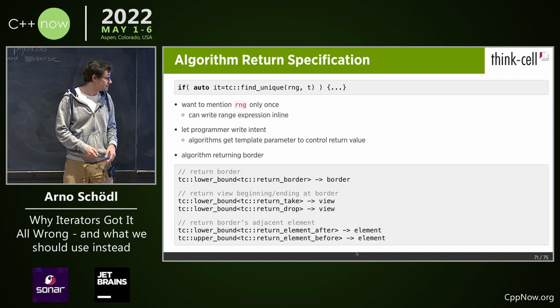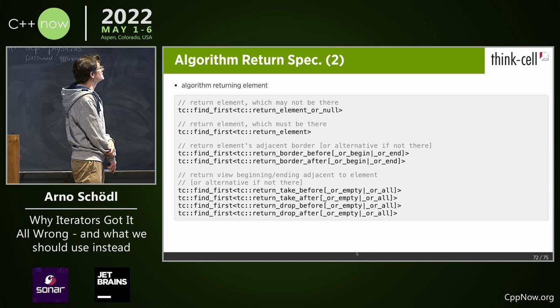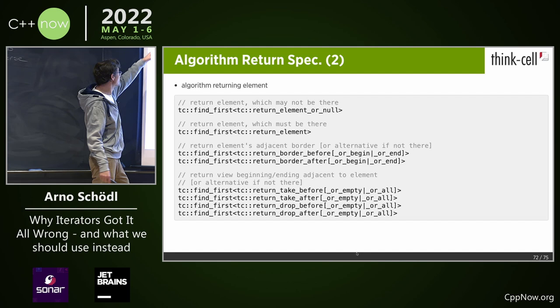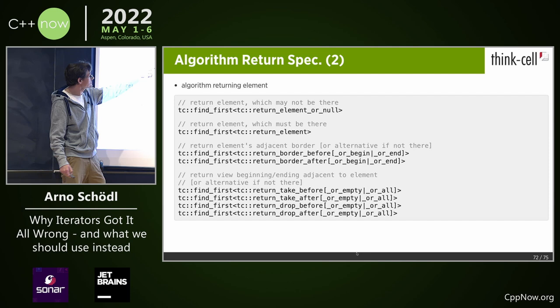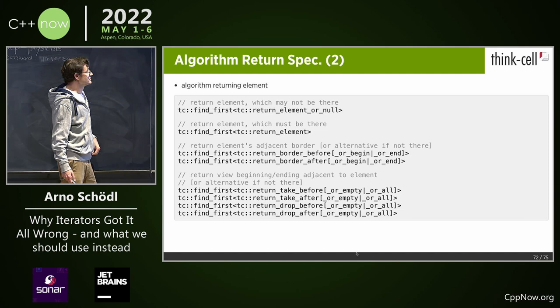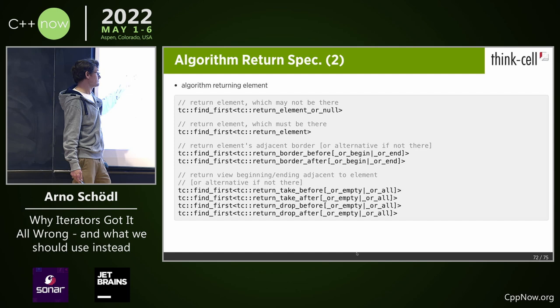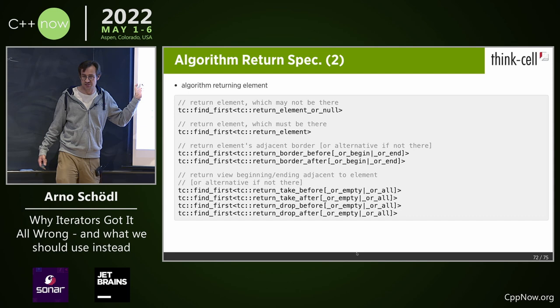Now, for algorithms returning elements, it's quite similar. You have find first or find unique, and you can say return element or null. But very frequently, you probably have an assert in there that says, I don't really want the null. Then you can just write return element. And you can have return the border before and after, and you specify what happens if you don't find that element. What do you get back? You can say you want the begin back and the end back.